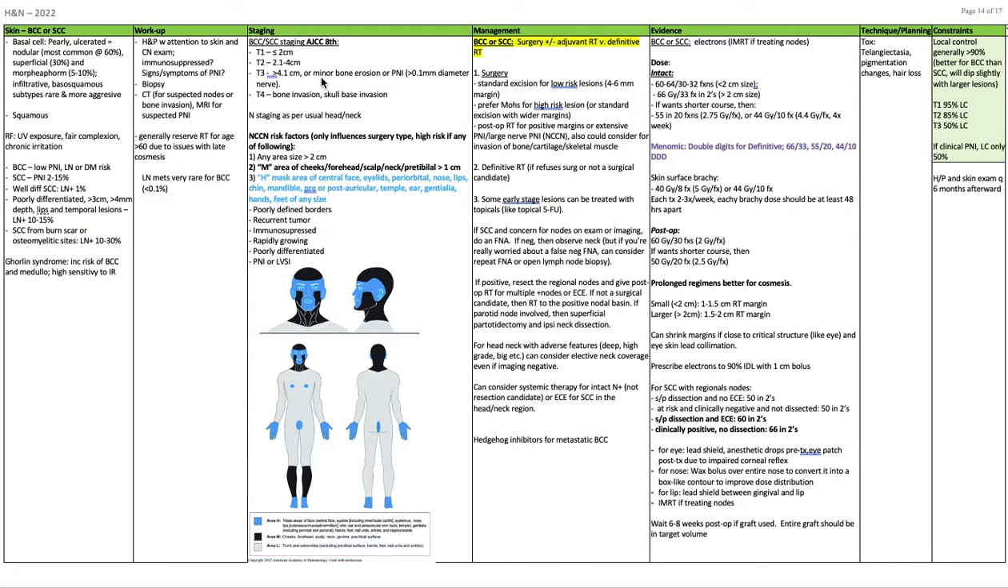Again, minor bone erosion is T3. Perineural invasion greater than 0.1 millimeter caliber nerve. T4 is bone invasion and skull base invasion. N staging as per usual, head and neck.